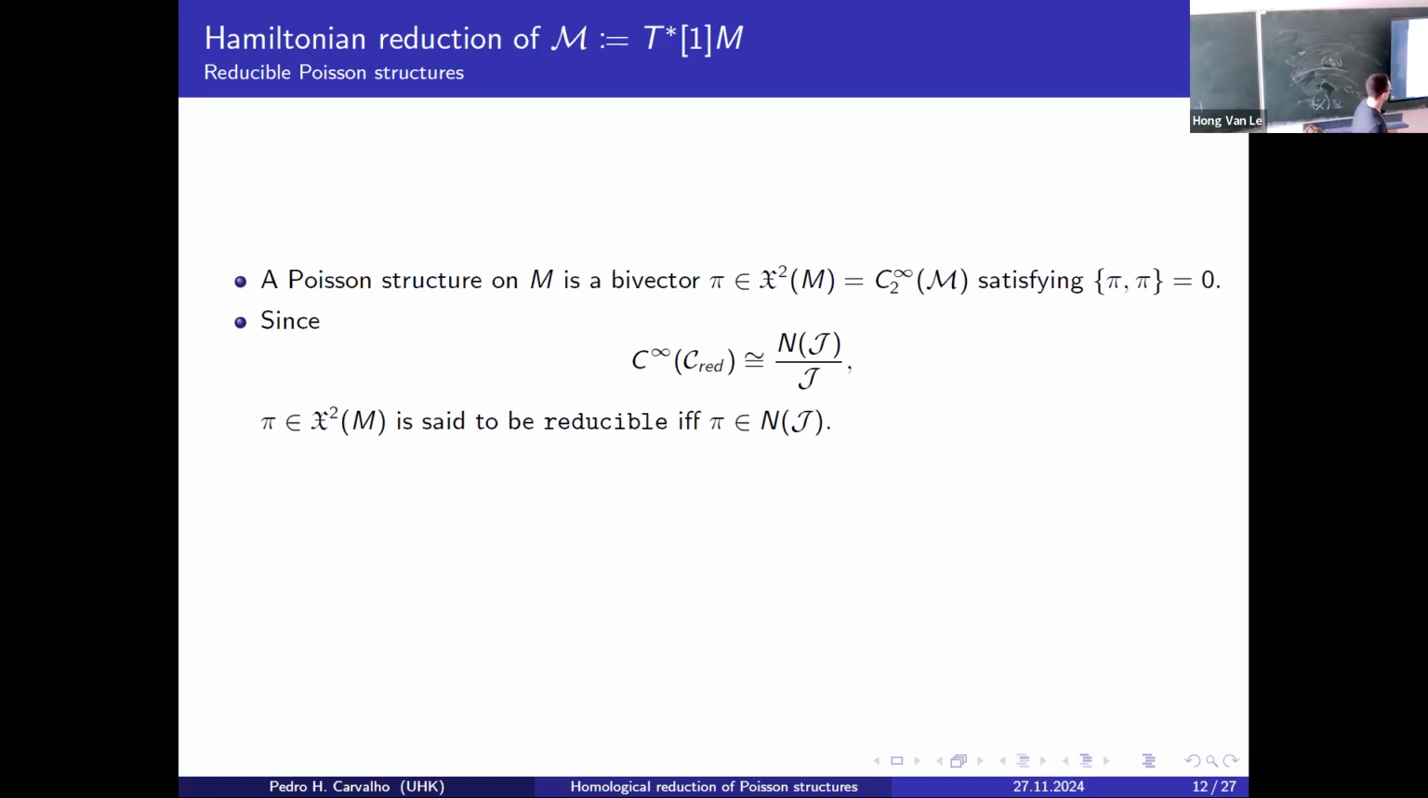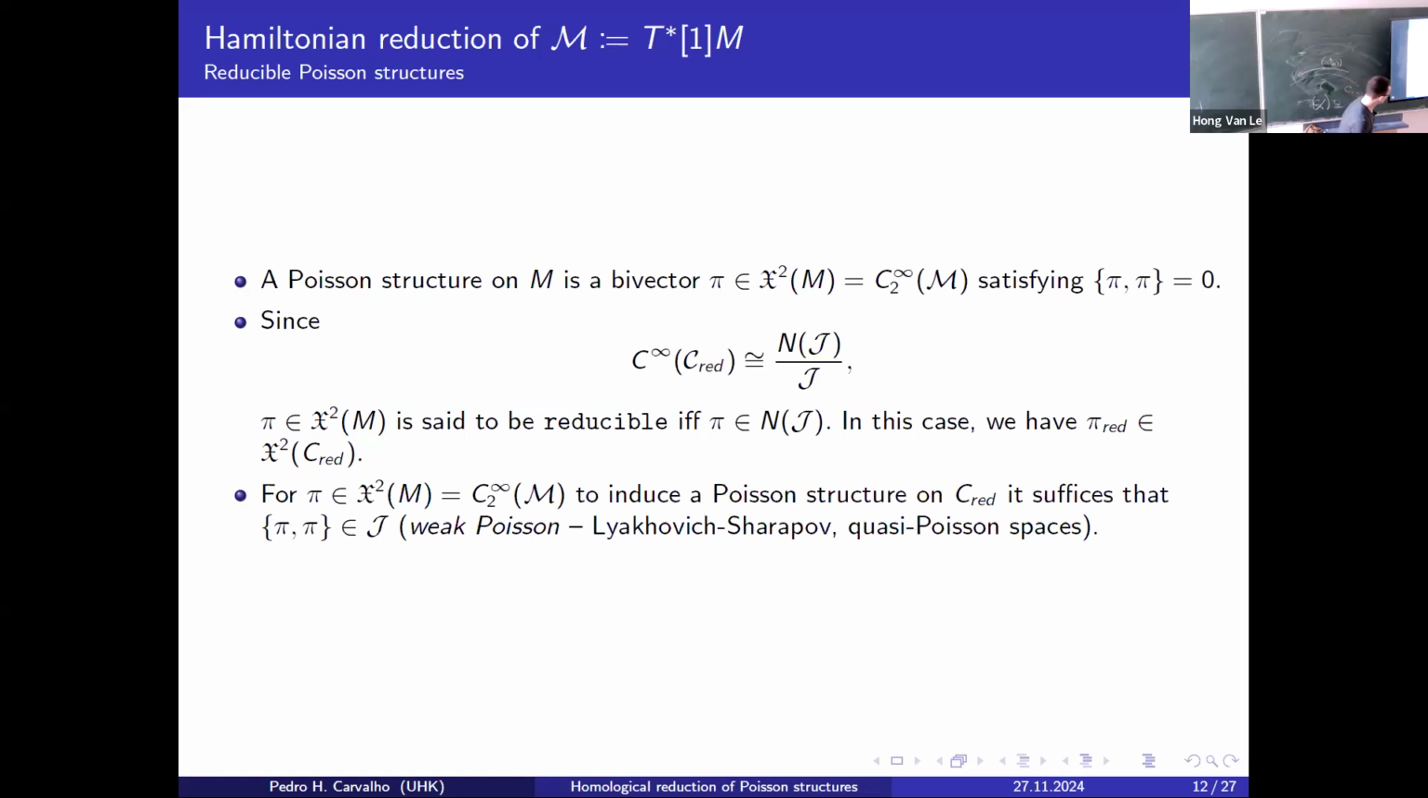Cool. In this case, we have a reduced Poisson structure in the quotient, but notice that there is some flexibility here. Can I ask just: is the condition that the Poisson bivector belongs to this normalizer equivalent to the degree 0 part of that ideal being isotropic? No.